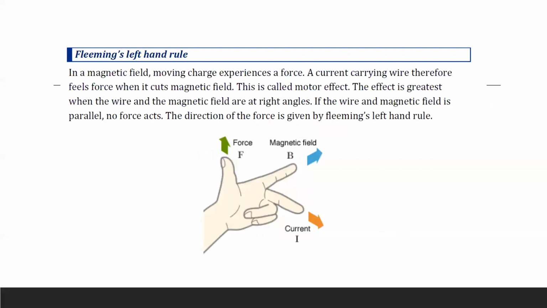If you want to find the force on the wire or force on the charge placed in a magnetic field, we will use Fleming's left hand rule. According to Fleming's left hand rule, the first finger, the index finger, should point in the direction of the magnetic field. The second finger represents the direction of the conventional current or the positive charge, and automatically the thumb will point towards the force or the deflection which the charge will experience, which is also known as the motor effect.